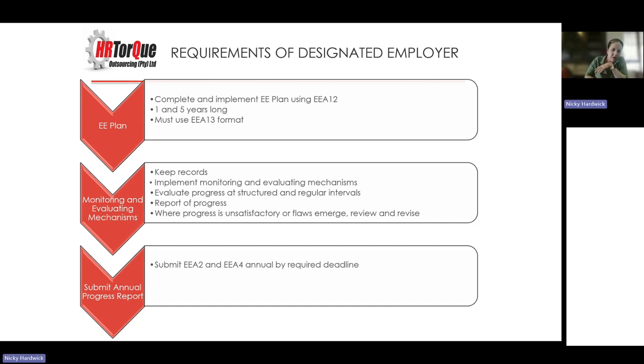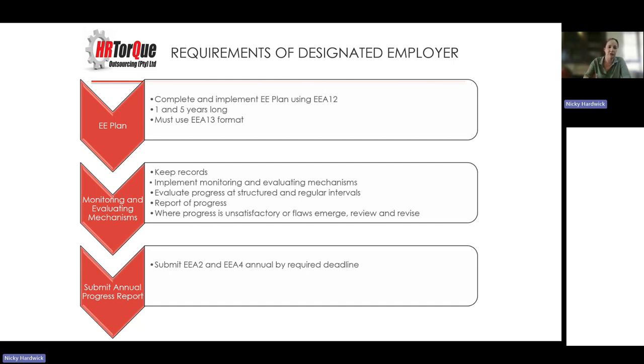Now, in terms of your employment equity plan, it must be taken from your EEA 12. You need to have evidence that you've consulted with your committee. Your committee, as I said, must be properly constituted, so it can't just be your 3 best friends from work, and you must have it in the EEA 13 format. Okay. You also need to make sure that your numbers make sense.